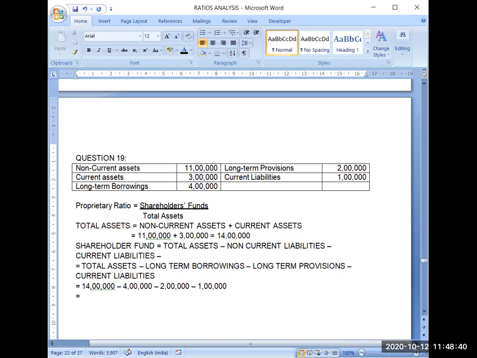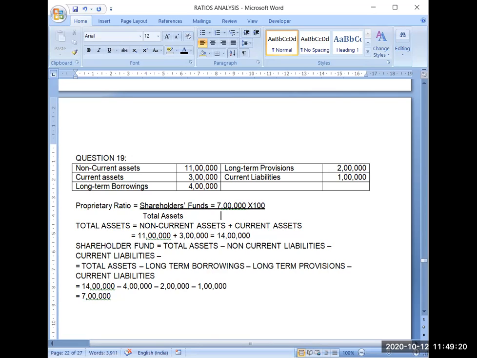In this way, please write each and every step. So it will become 10 lakh minus 2, 8 lakh minus 1, 7 lakh. So it will become 7 lakh. So now I have both values. So here I can write now: proprietary ratio is equal to shareholder fund, 7 lakh, multiplied by 100. Generally we multiply by 100 in case of proprietary ratio. Generally we express it in percentage terms.